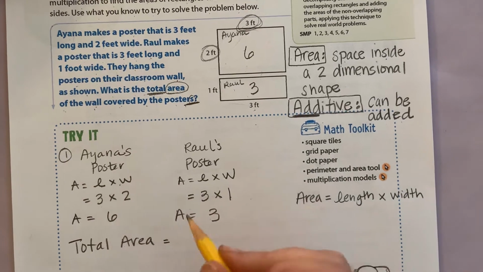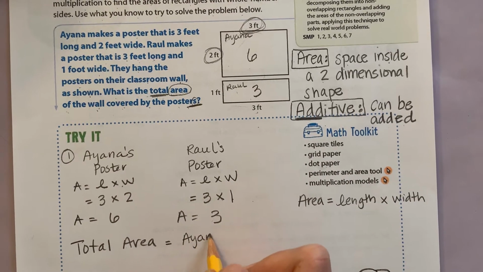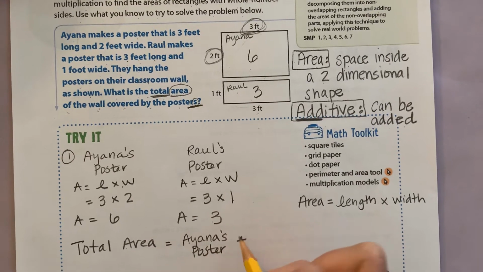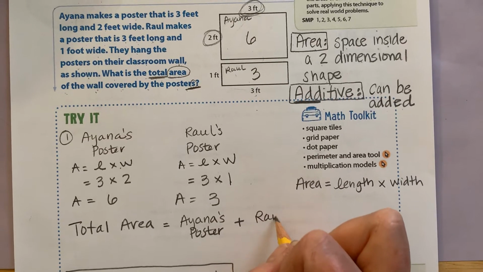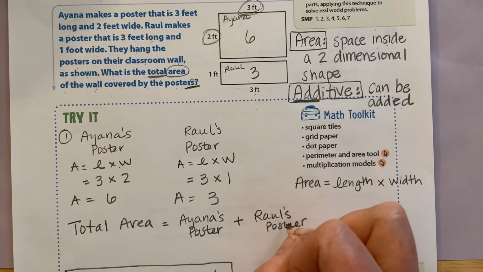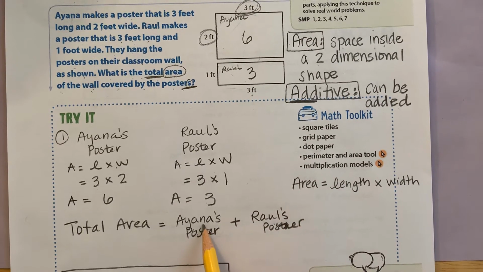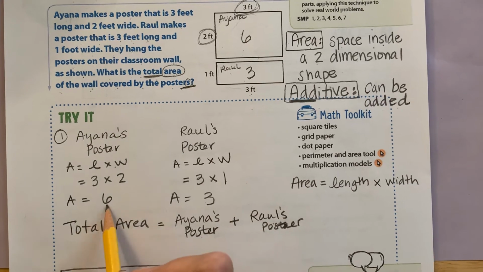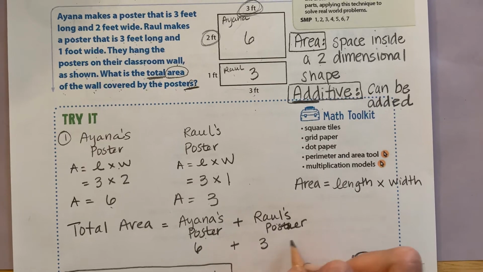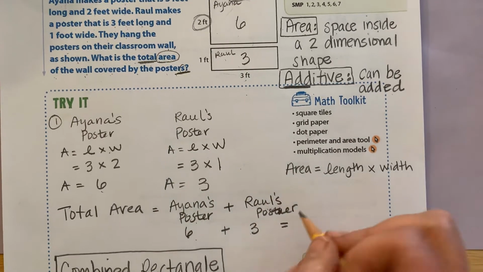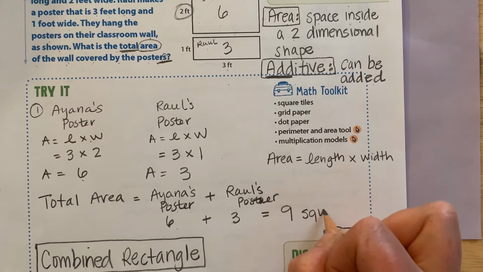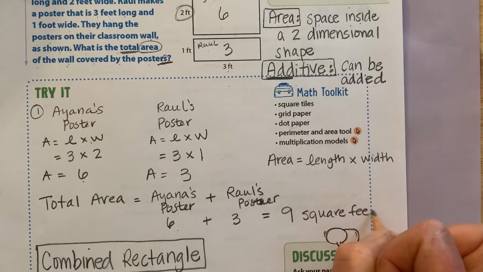I am going to add Ayana's poster plus Raul's poster. So let's substitute, oops, I misspelled that. Let's substitute the numbers in. What is the area of Ayana's poster? It was 6. What is the area of Raul's poster? It is 3. What's 6 plus 3? It is 9. So what that means is we have 9 square feet of area.